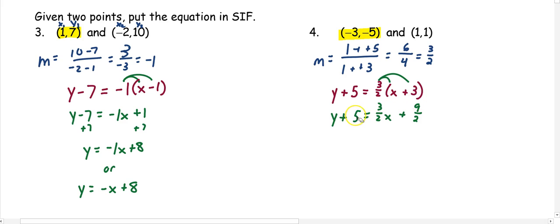So because I have a fraction, I can change 5 to be 10 over 2, because remember 5 is equal to 10 halves. So then I'm going to subtract 10 halves from both sides. And I get y equals 3 over 2x minus 1/2.